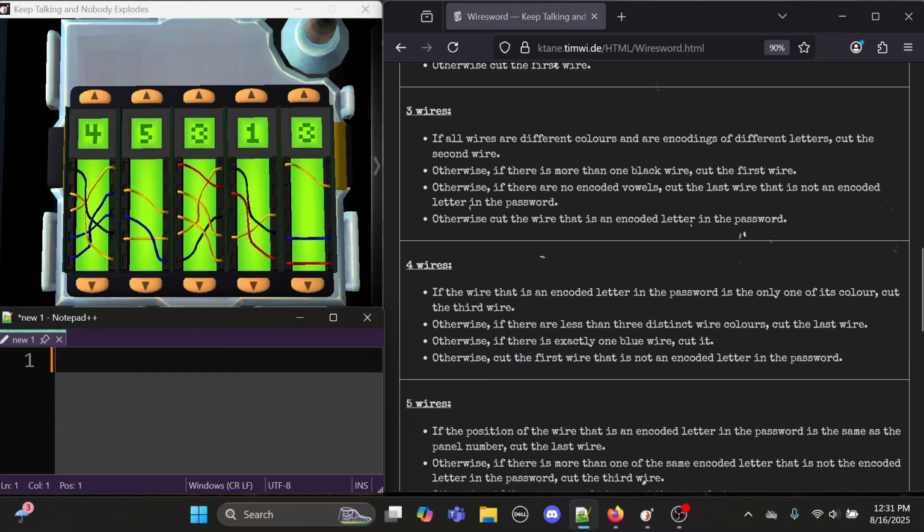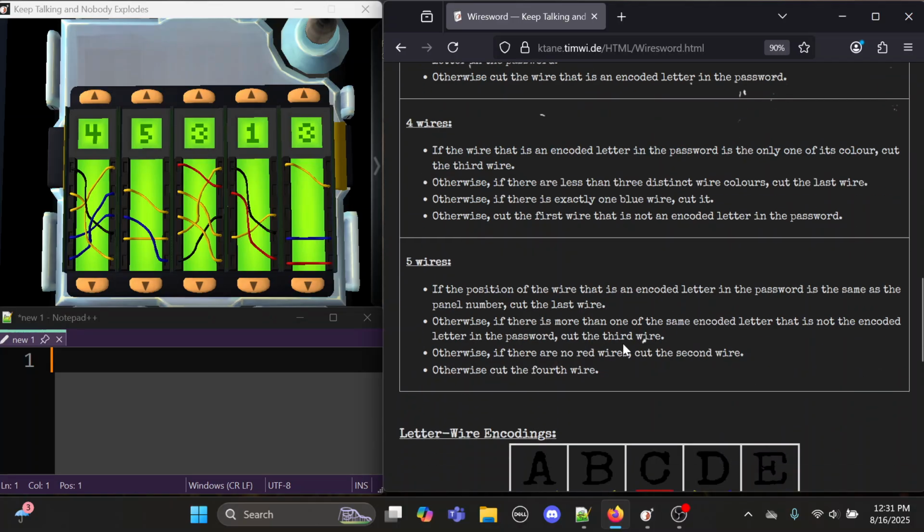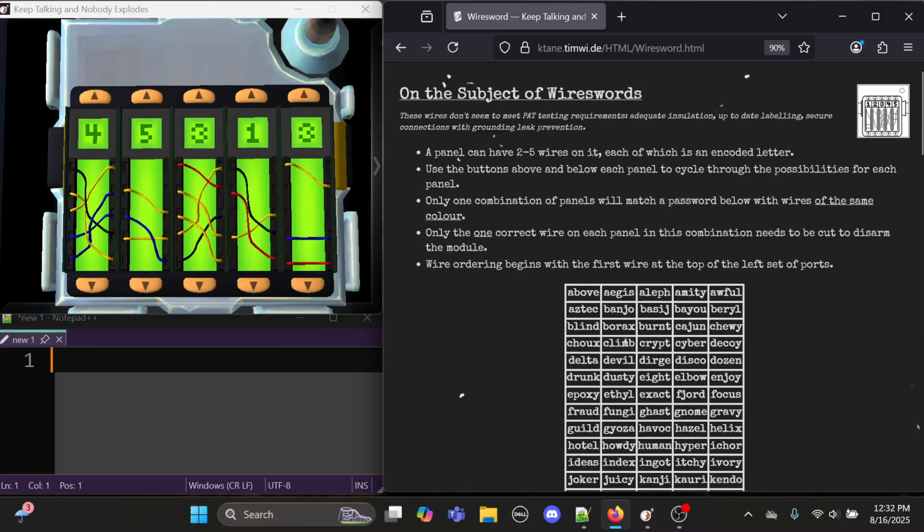What's important to note, and you have to be very careful with this, is when it's referring to encoded letter, you have to make sure if it's referring to password or if it's just referring to encoded letter on the panel. Because there are rules that have to do with every single encoded letter that is present on each panel. Keep that in mind. So let's take a look.